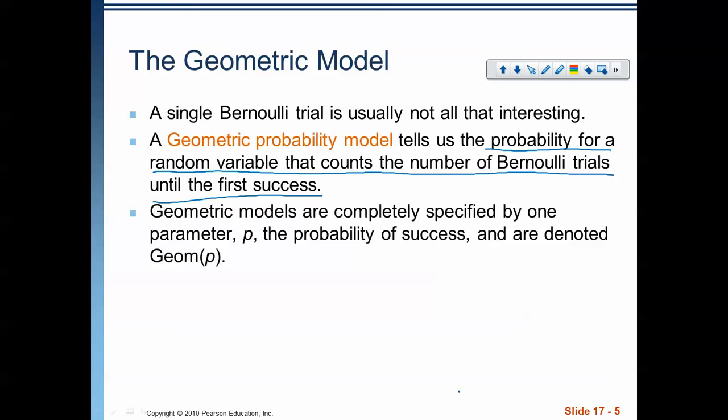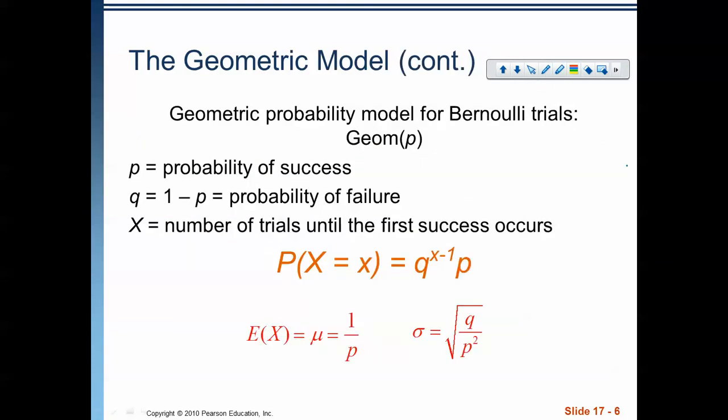Geometric models are completely specified by one parameter, p. And that parameter p is the probability of success. The way that we denote this is Geom(p). In fact, you have it on your calculator. There's a command for it. I think it's geometpdf or cdf or something like that. We'll do calculator stuff on a day that I'm here, so don't worry about it.